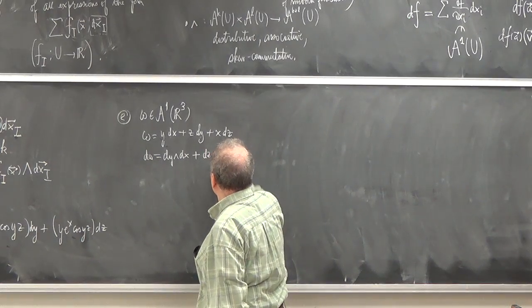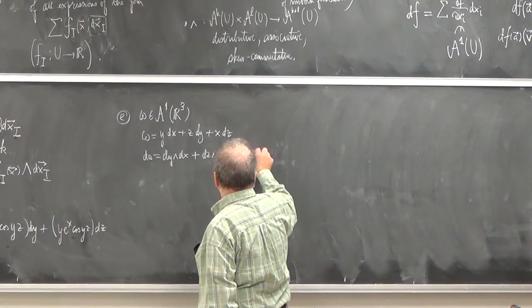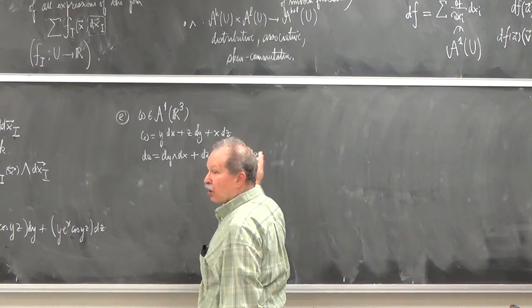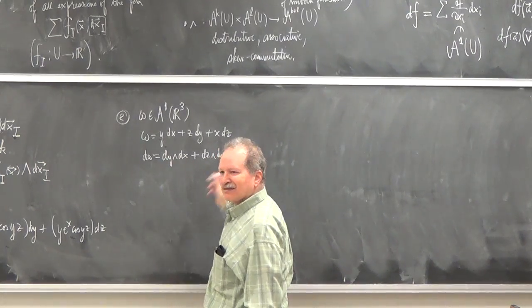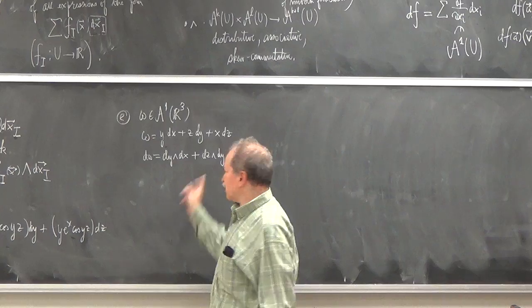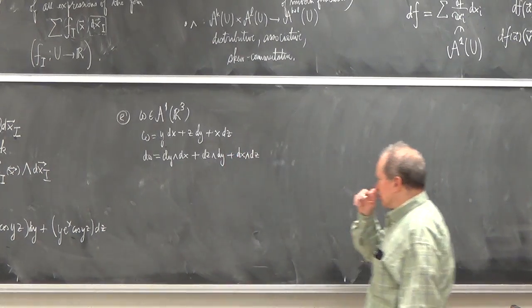dz wedge dy, and then dx wedge dz, and those are all the 3 different basis 1-forms. You can't combine those in any way. Well, that was sort of boring.